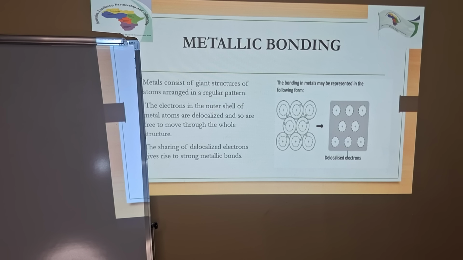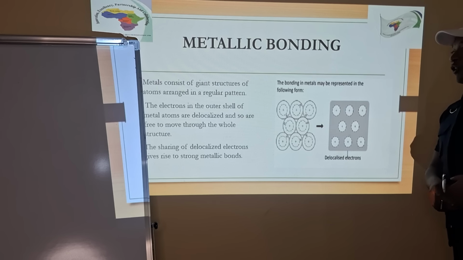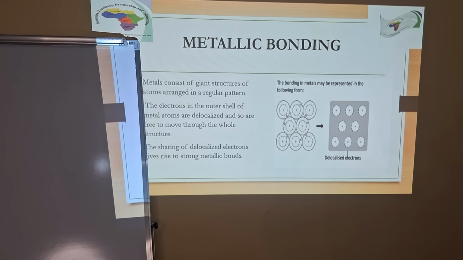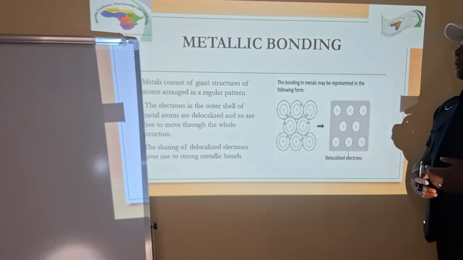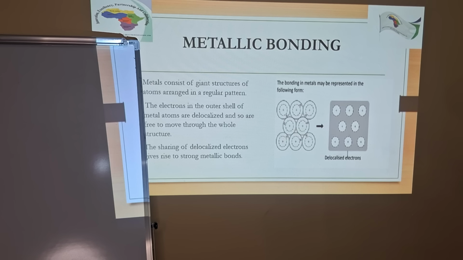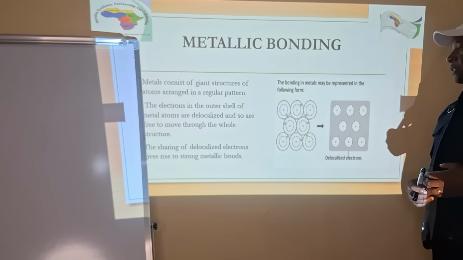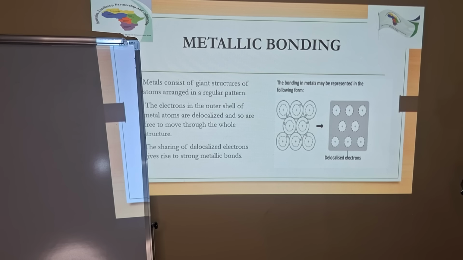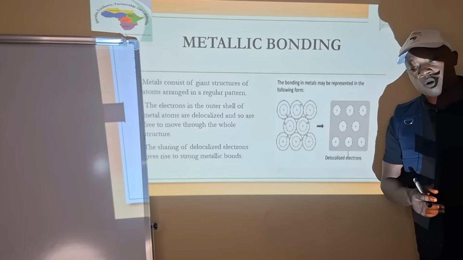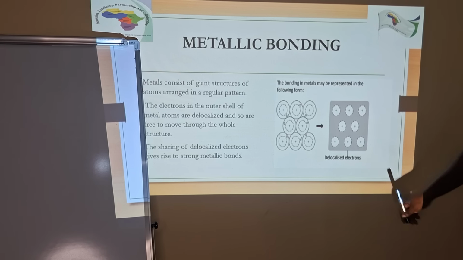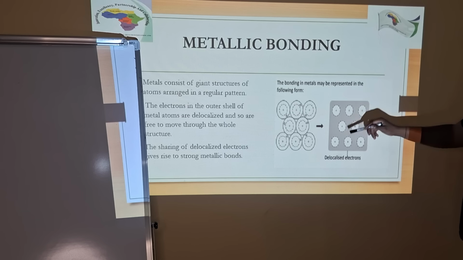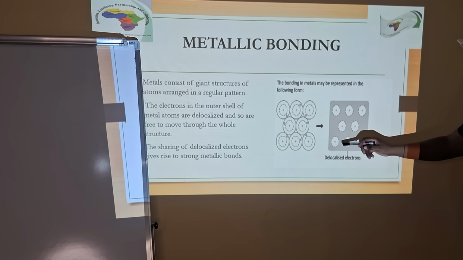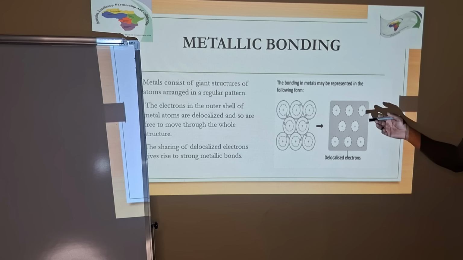Right, we now move on to metallic bonding. So basically, metals consist of giant structures of atoms arranged in a regular pattern. The electrons in the outer shell of metal atoms are delocalized and so are free to move through the whole structure. The sharing of delocalized electrons gives rise to strong metallic bonds. So this is the structure of metallic bonding. As we can see, we have delocalized electrons here, which are in the metallic structure.